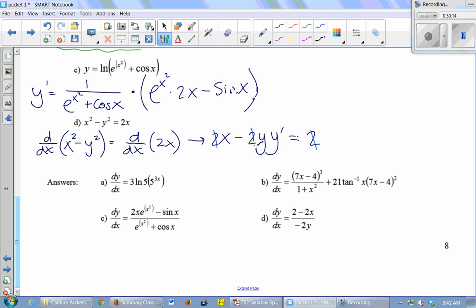And then you'd end up with y prime equals 1 over, so that would be 1 minus x over y, negative y.